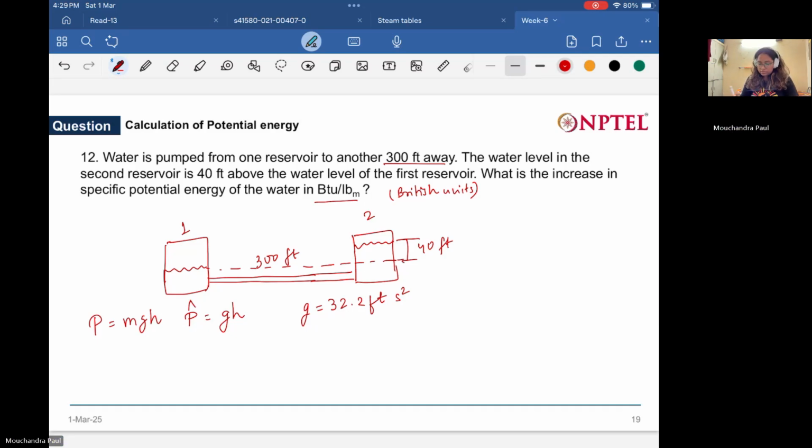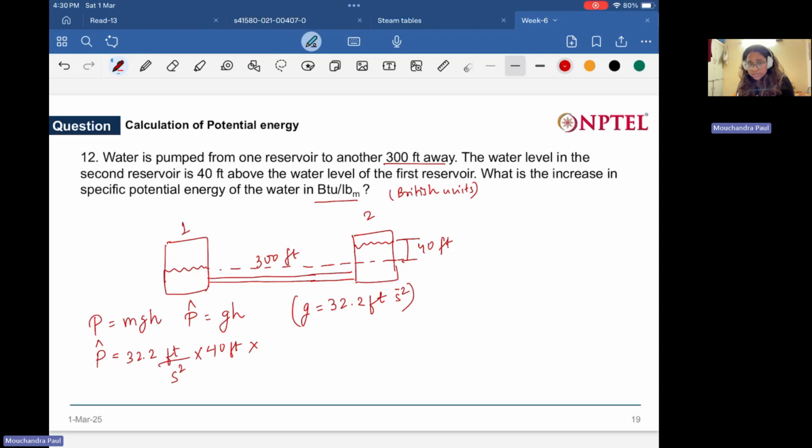So specific potential energy is 32.2 feet per second squared into height, that is 40 feet. And we have to get the answer in BTU per pound mass. So we have to do a conversion.